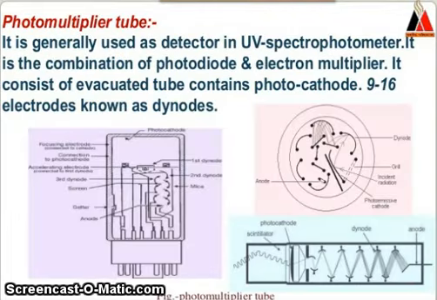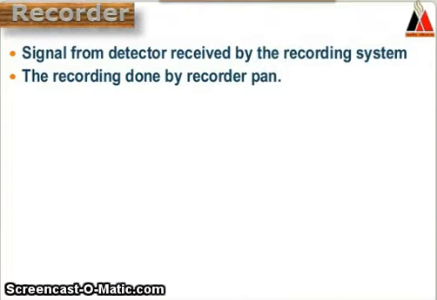So the photomultiplier tube, you can see here, is generally used as a detector in UV spectrophotometer. It uses the combination of photodiode and electron multiplier. It consists of an evacuated tube containing a photocathode and 9 to 16 electrodes known as dynodes. The signal from the detector is received by the recording system, and the recording is done by the recorder.